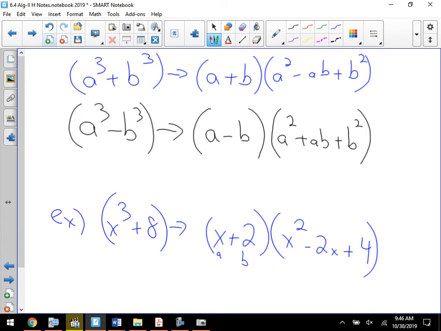So if I do a difference of cubes, let's use x cubed again. We'll do minus 125. What's the cube root of 125? Take a guess. 5. It's got to be 5. Okay? So you get x minus 5.